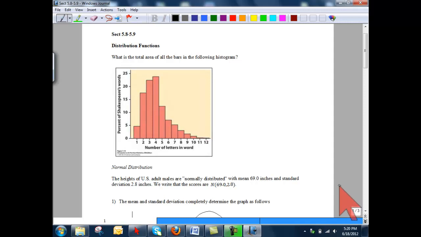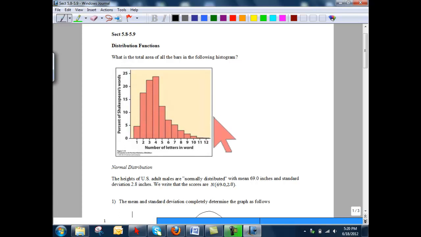Okay, this is a short video to finish up Chapter 5. The topic is distribution functions, which really basically is another name for a histogram. At least a histogram is a type of graph that shows the distribution function. Here's an example of one.